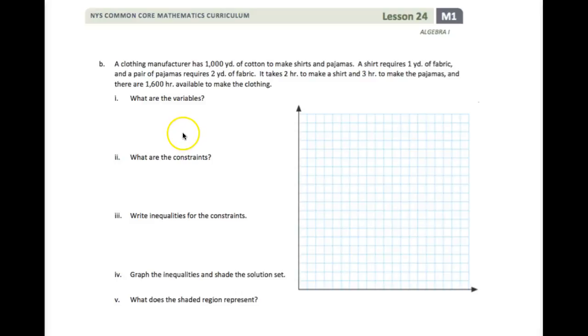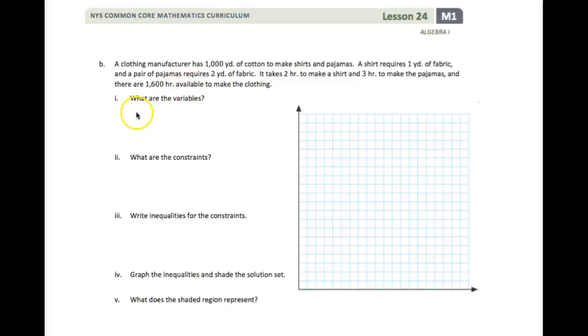Student page 133. A clothing manufacturer has 1,000 yards of cotton to make shirts and pajamas. A shirt requires 1 yard of fabric and a pair of pajamas requires 2 yards of fabric. It takes 2 hours to make a shirt and 3 hours to make the pajamas. There are 1,600 hours available to make the clothing.